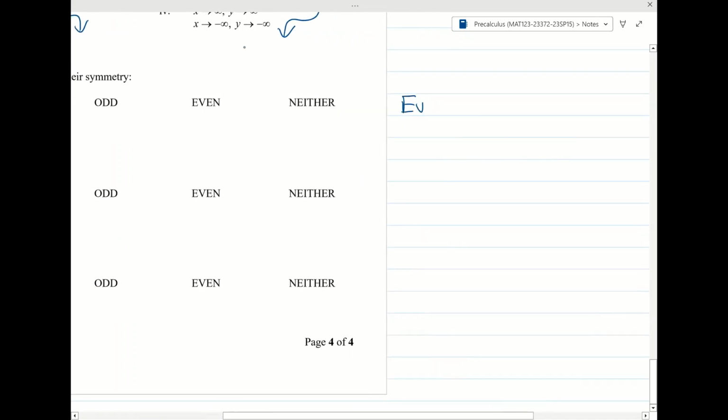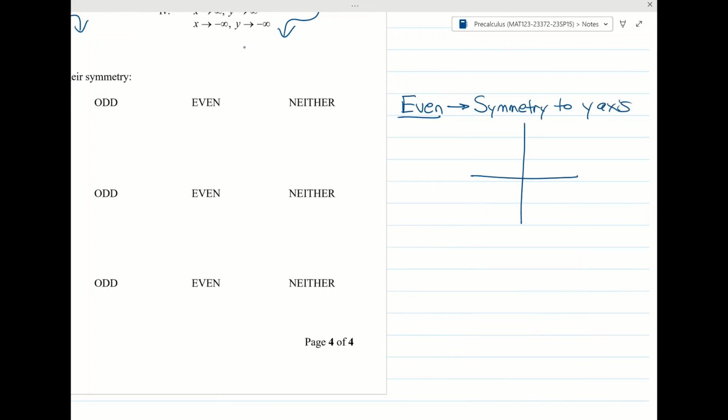Even means that there's symmetry to the y-axis, meaning when you go to graph it, it's the same exact thing on the left and on the right. Kind of like if you were to draw a line right down your body, through your nose, through your belly button, theoretically equal halves.